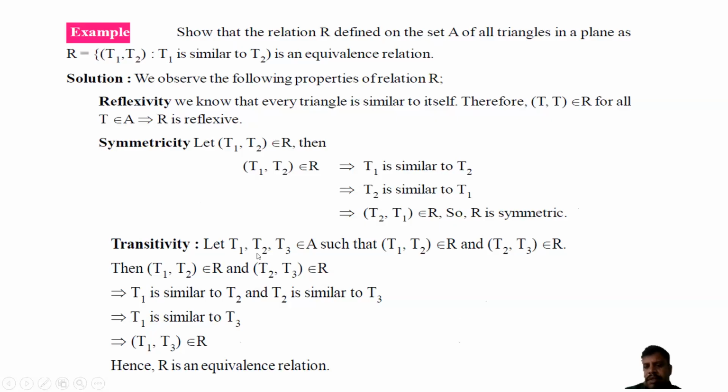Transitivity: if we consider three triangles, T1 is similar to T2 and T2 is similar to T3, then T1 is similar to T3. So it satisfies transitivity. Since it satisfies the three properties, R is an equivalence relation. The relation R defined here is an equivalence relation. Okay, so thank you.